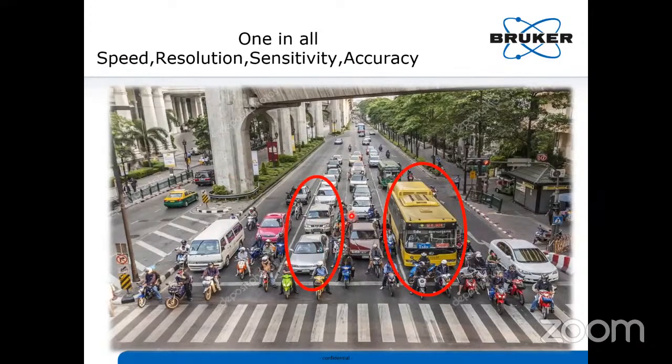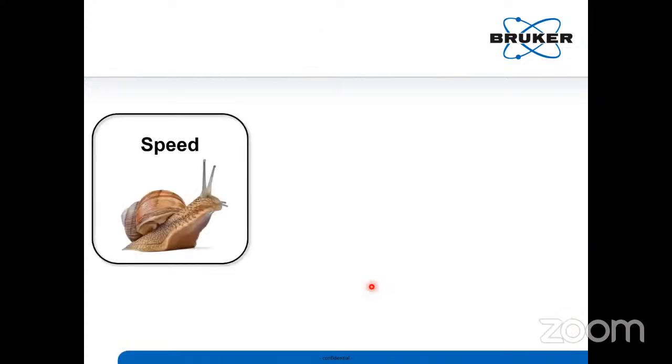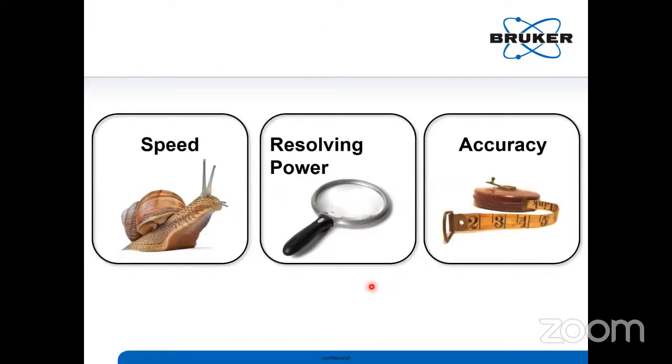Even if I ask what is the exact specification, what is the color of that particular yellow color vehicle, what is the model, you should be able to say everything. Those are nothing but your peak specifications. Exactly, every molecule will release fragments. Still, you should be able to identify every fragment. You should have speed, resolving power, and accuracy.